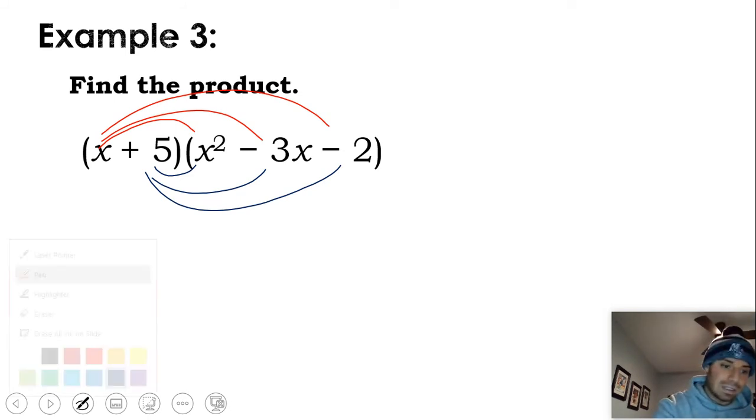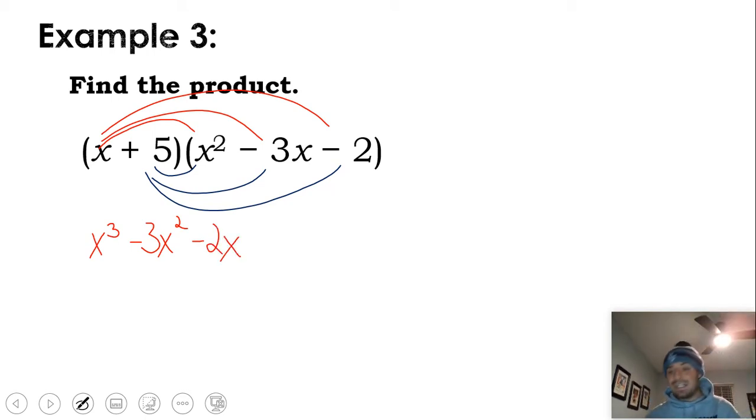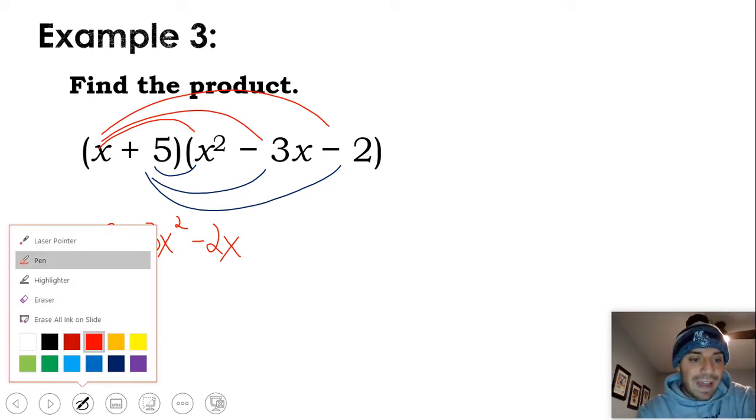So let's give that x to everything. X times x squared is going to be x cubed. X times negative 3x is going to be negative 3x squared. X times negative 2 is going to be negative 2x. The biggest issue we see with these is not getting your exponents correct. Like, for example, we see a lot of times x times negative 3x as just negative 3x as opposed to negative 3x squared.